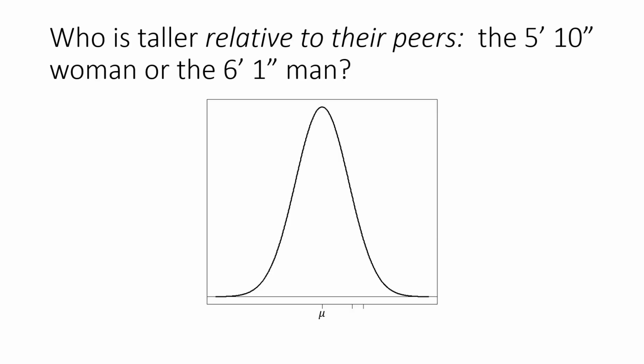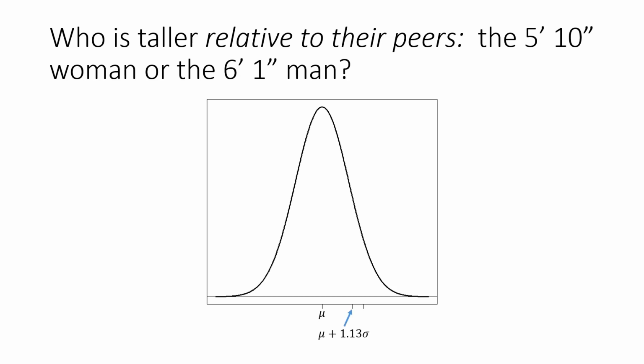We can use these z-scores to answer the question, who is taller relative to their peers, the 5 foot 10 inch woman or the 6 foot 1 inch man? We can think about the z-scores as a way of rescaling both of the distributions, the heights of women and men, and putting them on the same graph, so they're centered at the same place. We'll call it mu to represent the mean of whichever distribution we're talking about.